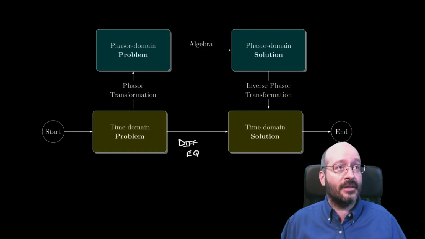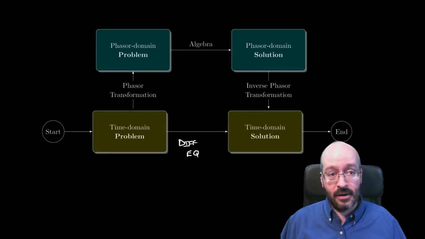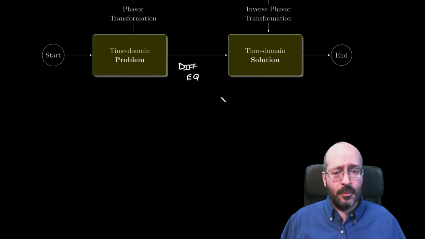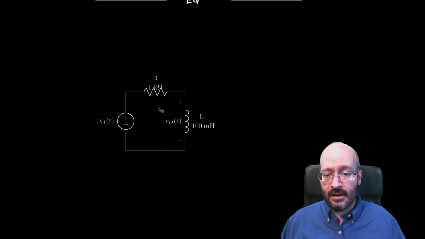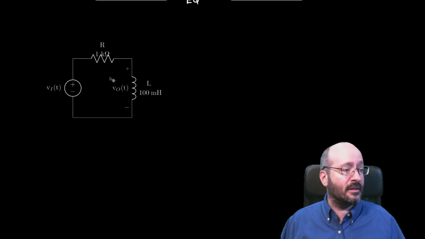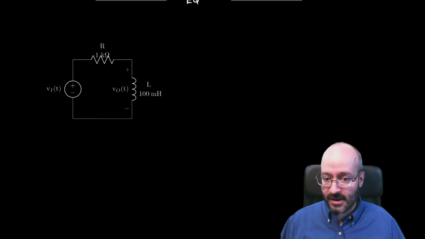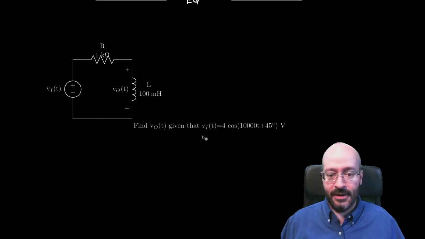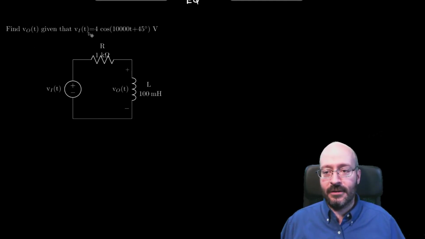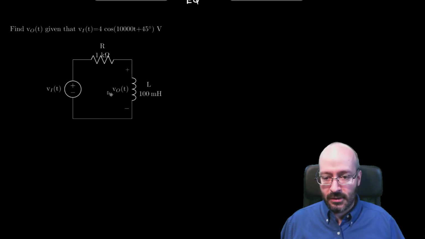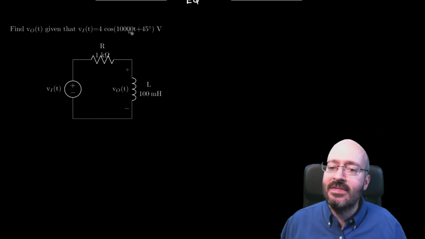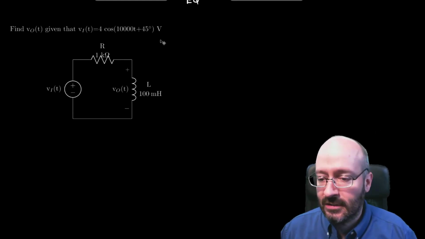Okay, so let's get a problem to practice this with, and let's start out with something that I think we're comfortable with. I hope you're comfortable with it. So here is a nice little circuit. It lines itself up like a voltage divider, doesn't it? And let me grab my text so I don't have to rewrite it. For this circuit, we're going to find V out. Okay, so there's V out, given that V in is 4 cosine of 10,000t plus 45 degrees.